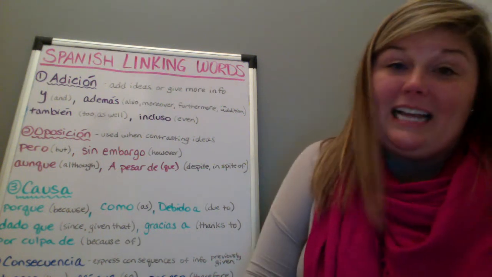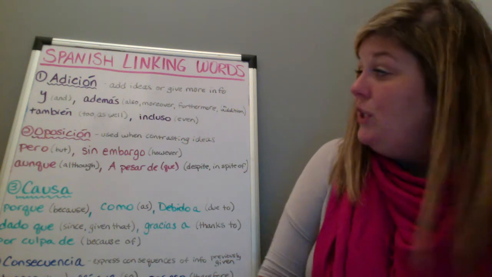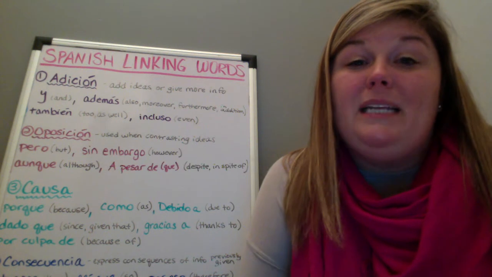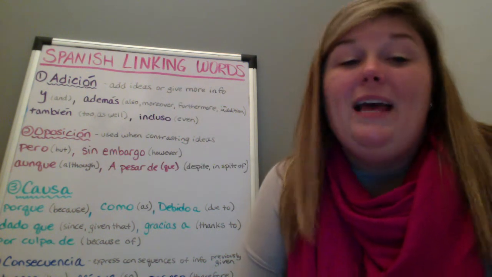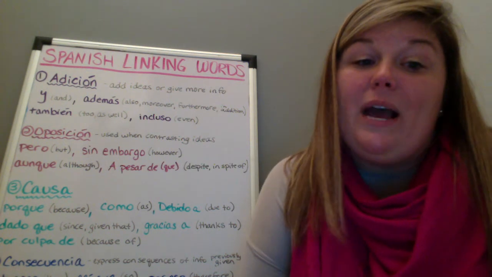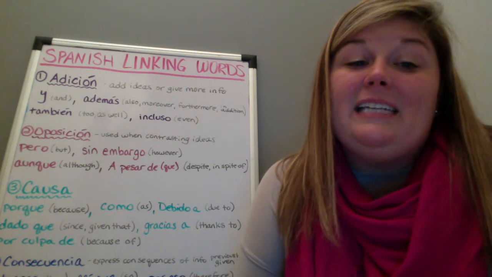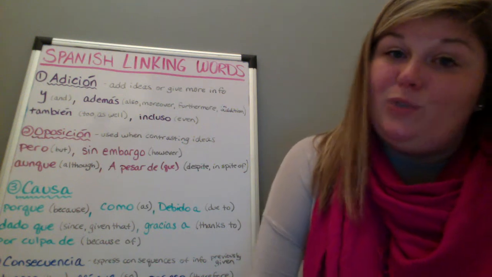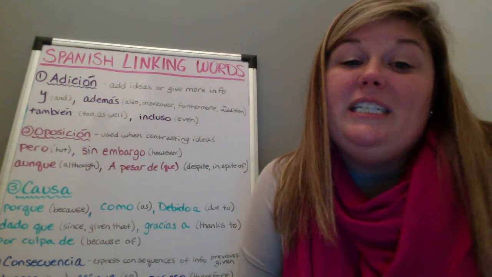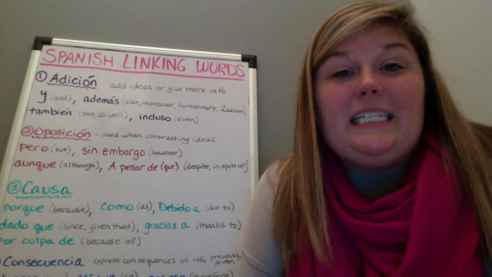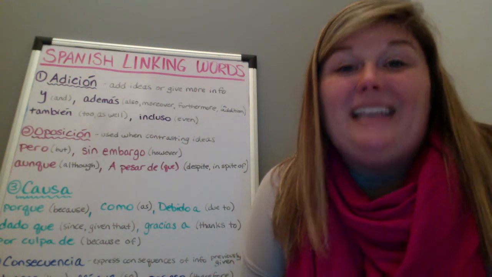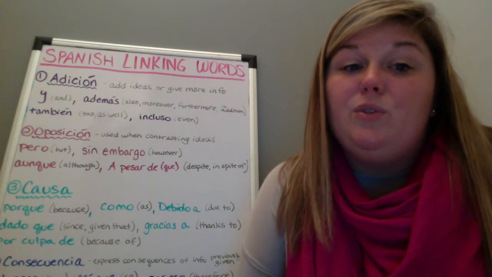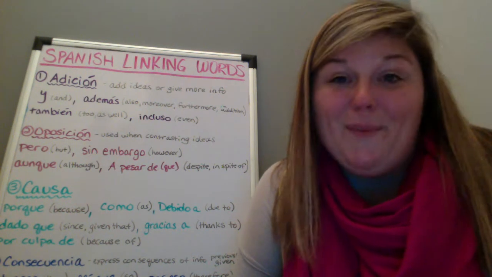Okay, the next linking word of adición is también. También means too, like T-O-O, and as well. So I could say, ella es una trabajadora y también es una estudiante. So she's a worker and a student too, or as well as a student. So también means too, T-O-O, and as well.